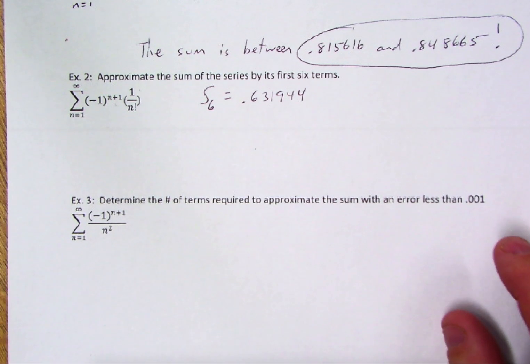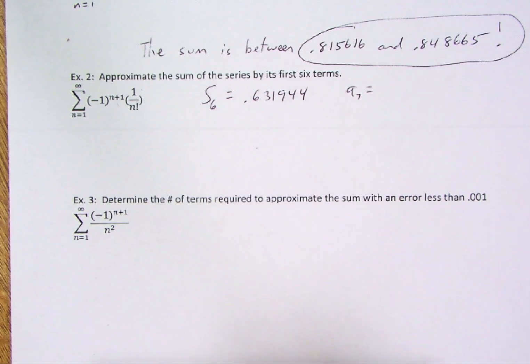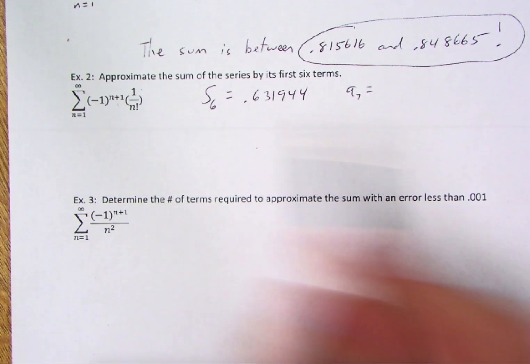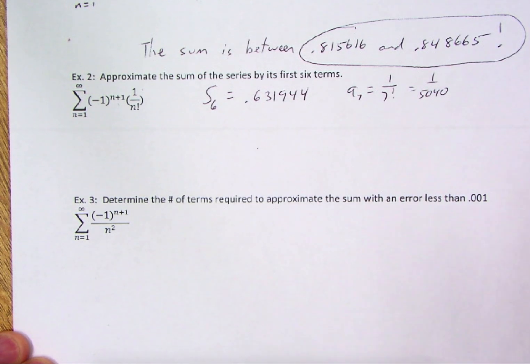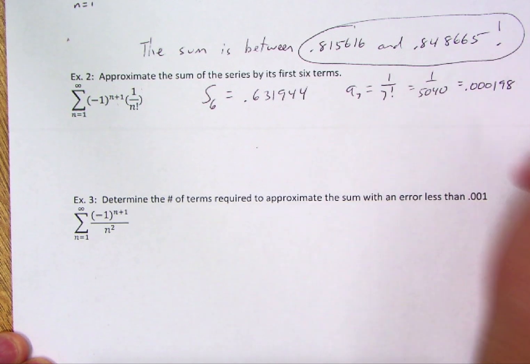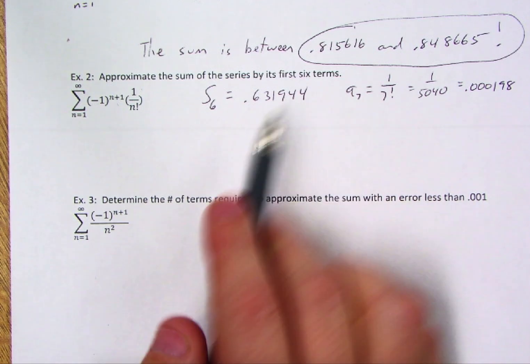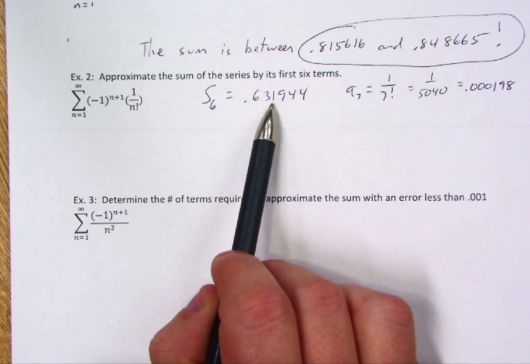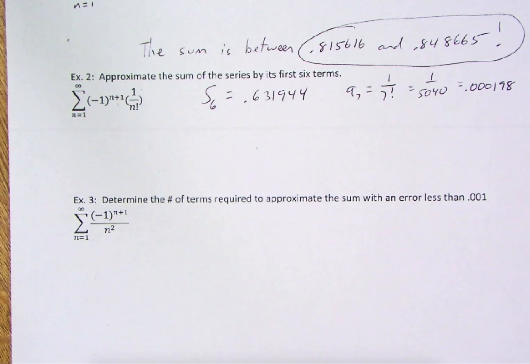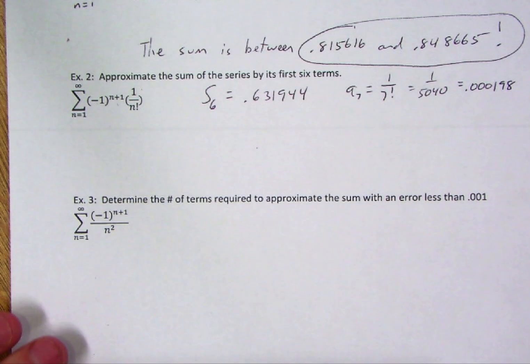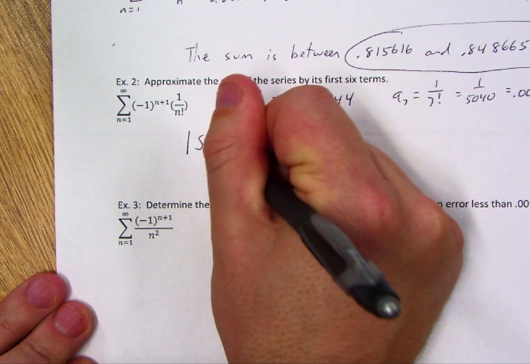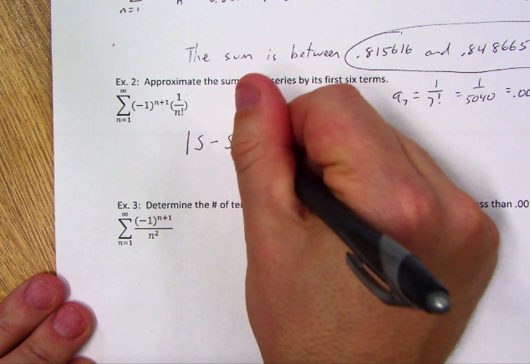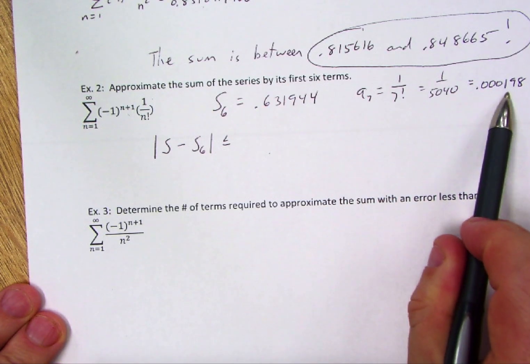And then I need to figure out the 7th term. What would the next one be? Well, if I plug 7 in, I would get positive 1, and then 1 over 7 factorial, which is 1 over 5,040, which is 0.000198. This one's even more asinine. I only added up the first 6 numbers, and I know the farthest this number can be off from the actual sum is 0.000198. What? Insane. So using this notation up here, because I want you to actually understand this notation, what this means is if I take the actual sum minus the sum of the first 6, that is less than or equal to this number right here.